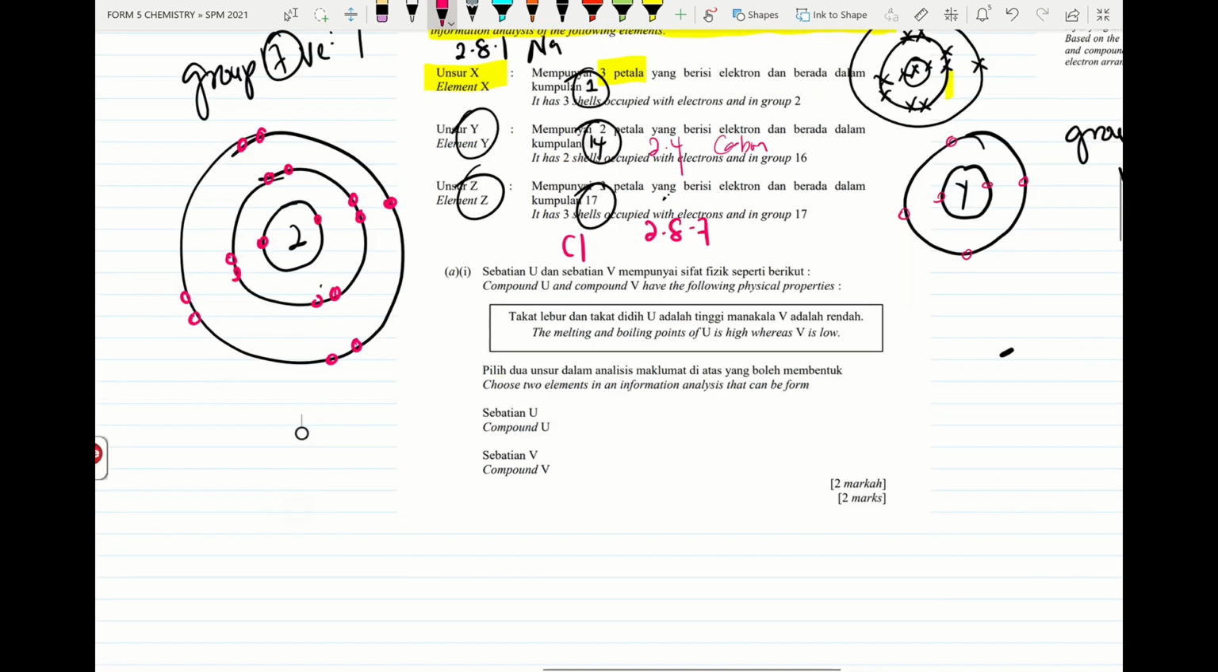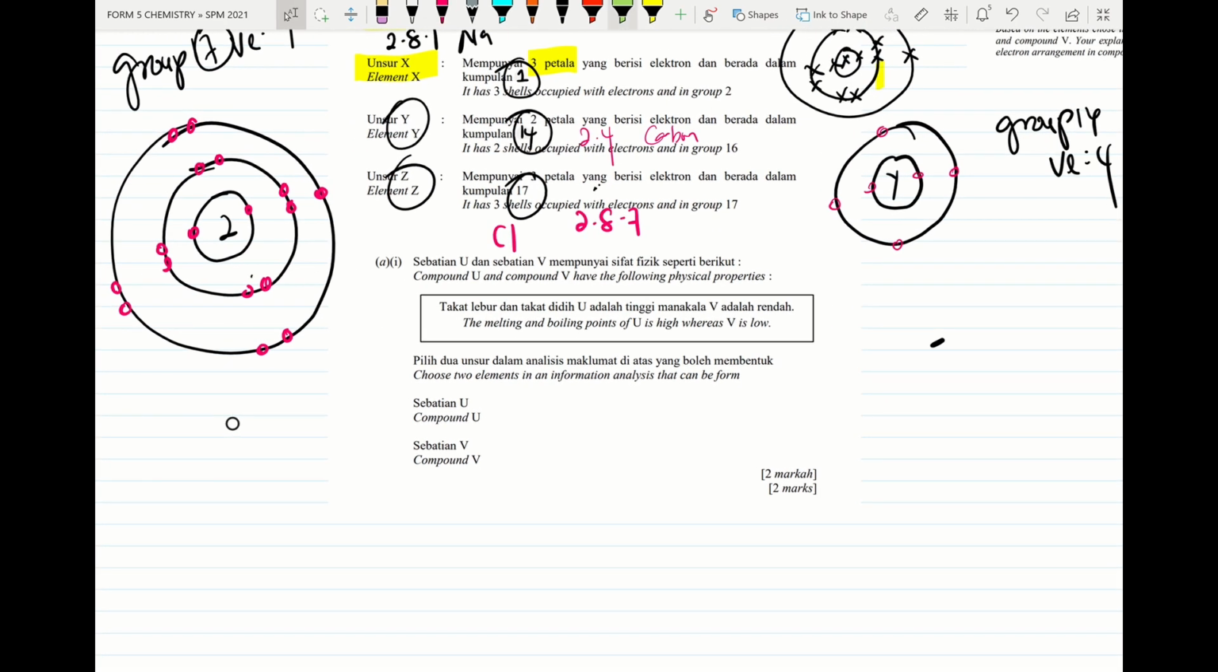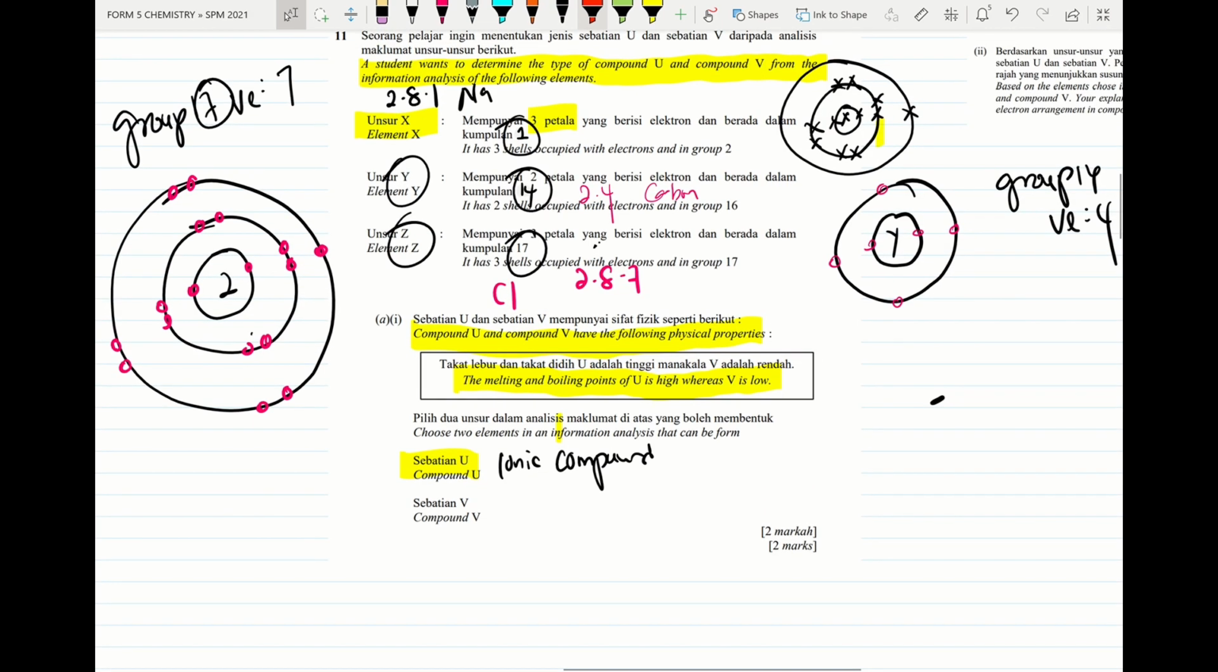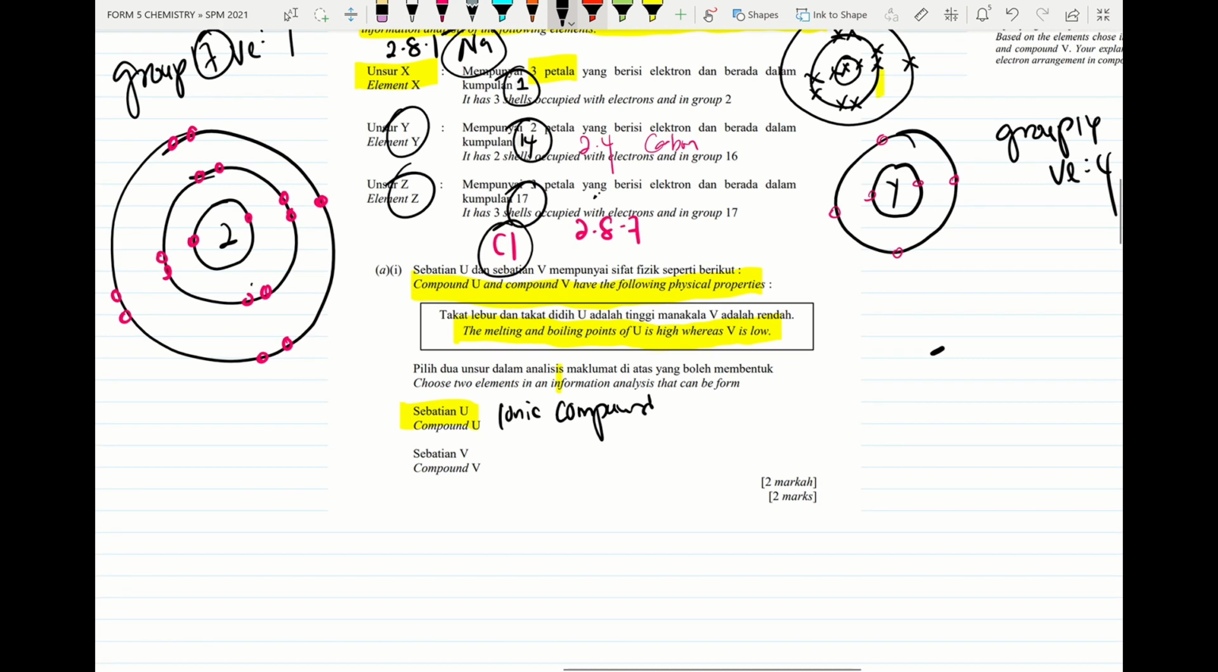Now we try to answer the question. Here 2 marks are given. We read the question. Compounds U and V have the following physical properties. The melting and boiling point of compound U is higher, whereas V is lower. That means compound U is an ionic compound. So we choose 2 elements for the ionic compound. I choose sodium and chlorine. They want us to choose 2 elements from the information analysis that can form the compound. So I choose element X and element Z. That is 1 mark.